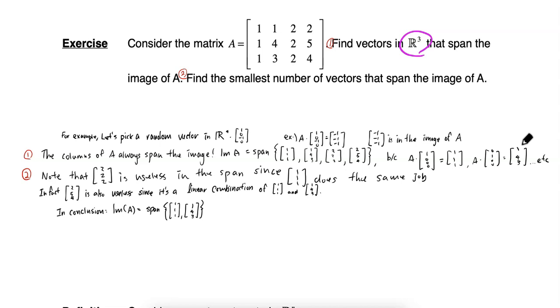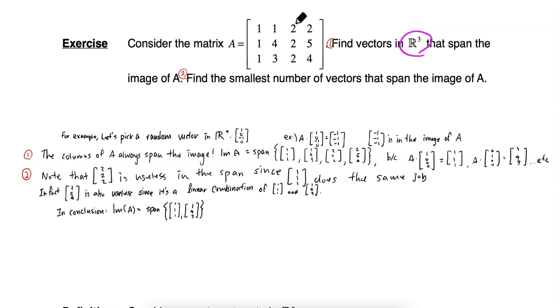However, this is not the least number of vectors we would need to define the span of the image. Firstly, which is quite easy, we can notice that the vector (2, 2, 2) is not useful because we already know that the vector (1, 1, 1) is in the image. By multiplying this one by 2, we would actually get this vector. So this third column doesn't give us any new vectors that are in the image.